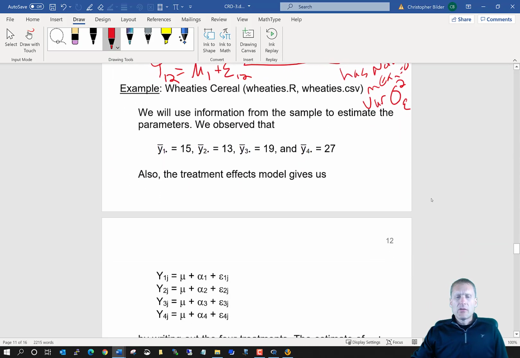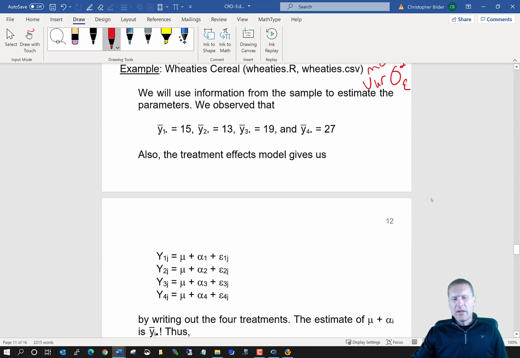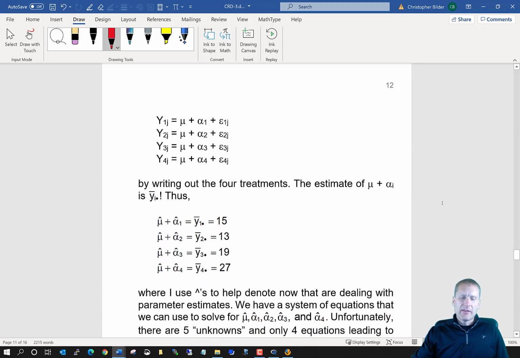Okay, so let's look at that treatment effects model in more detail with respect to the Wheaties example. How can we find these parameter estimates? If you remember, the mean number of boxes sold for design type 1 was 15, for design type 2 was 13, and so on. And what our treatment effects model says is that the actual number of boxes sold per store comes about through this particular model.